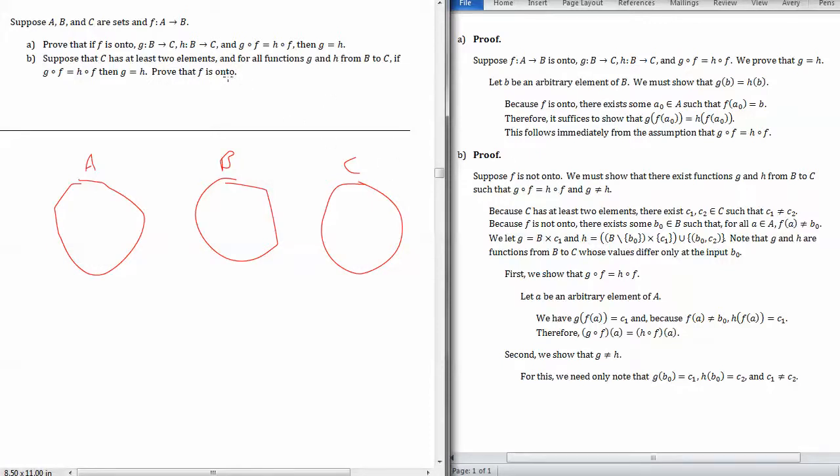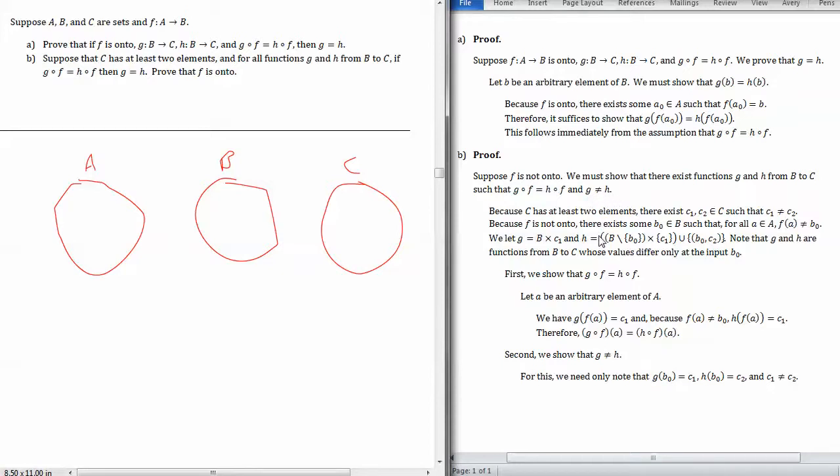You see that in my proof here. So suppose f is not onto, and then we must show the negation of this if-then statement: if the compositions are equal, then g equals h. That conditional is false if the compositions are equal, but g is not equal to h. So we must show there exist functions g and h from B to C such that the compositions are equal, but the original functions were not.